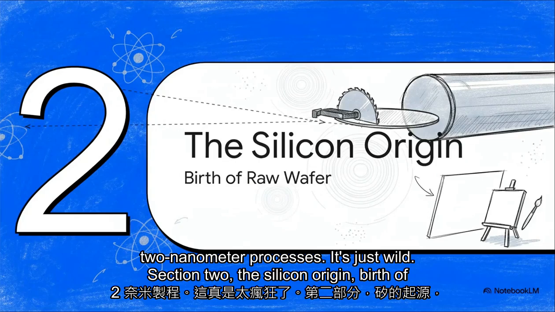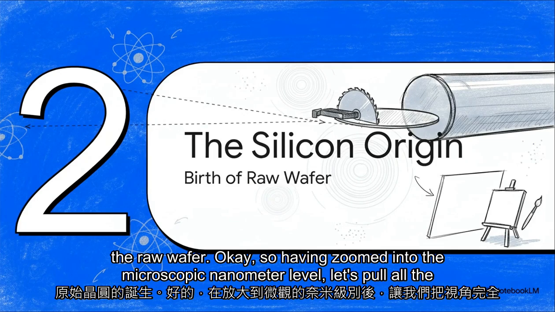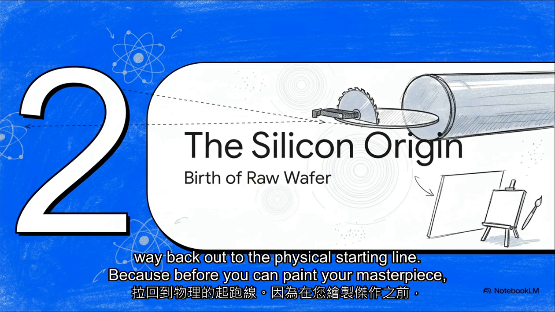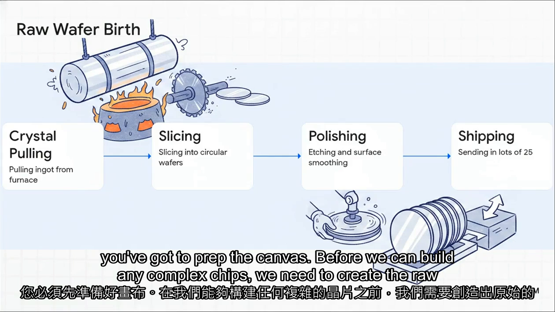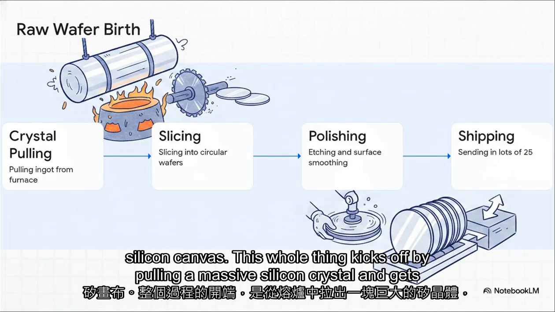Section 2, the silicon origin, birth of the raw wafer. Okay, so having zoomed in to the microscopic nanometer level, let's pull all the way back out to the physical starting line. Because before you can paint your masterpiece, you gotta prep the canvas. Before we can build any complex chips, we need to create the raw silicon canvas.